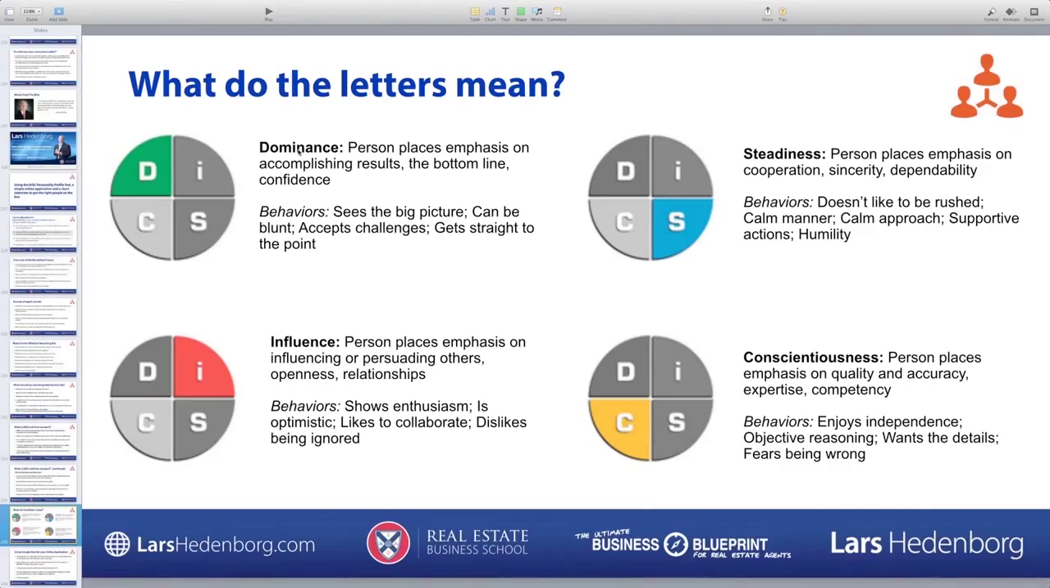S stands for steadiness. The person places emphasis on cooperation, sincerity, dependability. They don't like to be rushed. Their calm manner, calm approach, supportive actions, humility. And C is for conscientiousness or compliance. The person places emphasis on quality and accuracy, expertise and competency. In their behaviors, they enjoy independence, objective reasoning. They want the details. They fear being wrong.